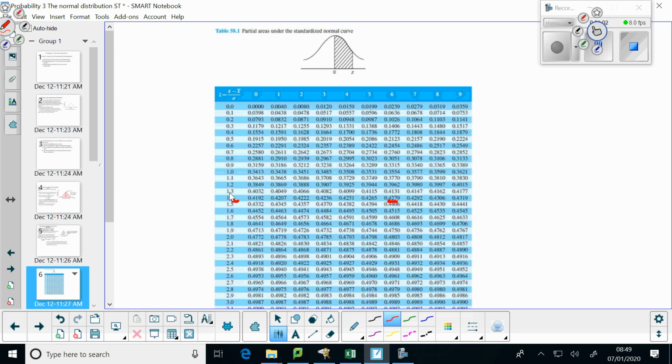So we find our value of z, that's how many standard deviations it is from the mean in the middle, and then you come to this table, like I say, z value of 1.46, we come across to here, and we've got a probability of 0.4279.